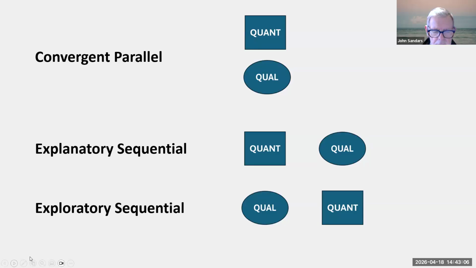So it's an explanatory mixed method study. You can do a qualitative study to begin with, and then you might find some particular themes, and you wonder whether, in fact, a larger population also has something similar, and that's called exploratory sequential. But the majority of case study research is either convergent parallel or explanatory sequential.